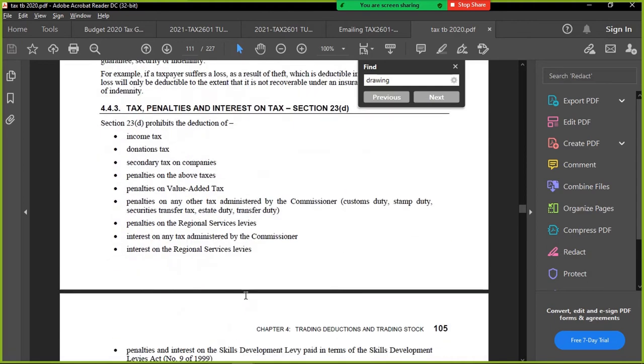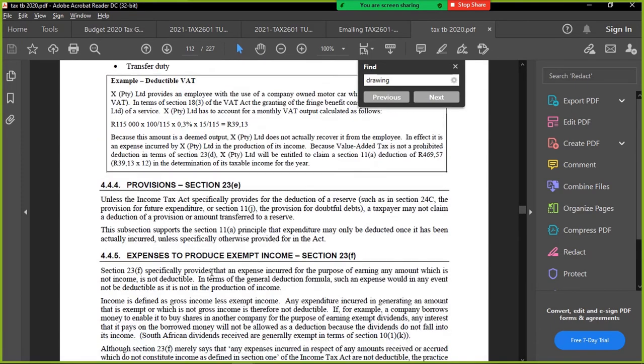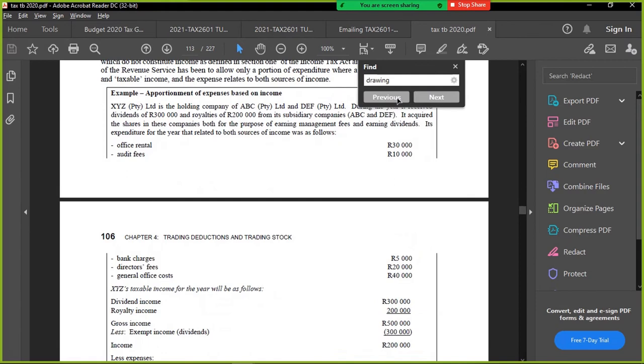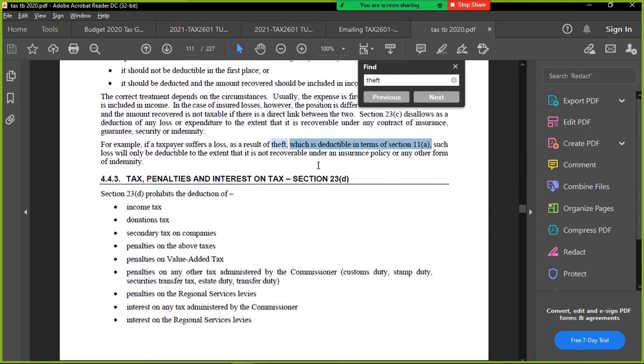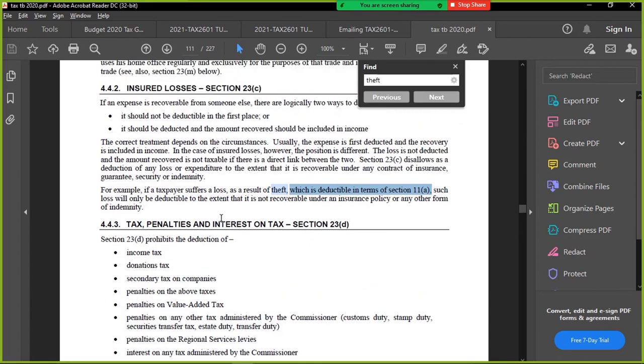Let's find the theft here as well. The theft should also be here. Okay, theft should come up actually. Okay, here's theft. There. Insured losses. Okay. If the taxpayer suffers a loss as a result of theft, then it's deductible in terms of section 11A. Do you see that? But not if it relates to employees. Yes. Okay, if it's theft by employees, it's not allowed.